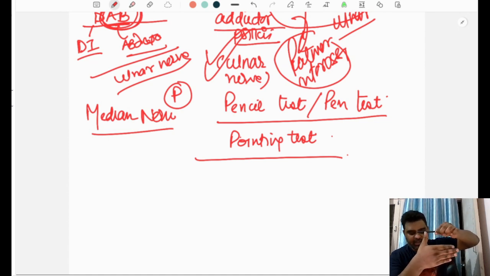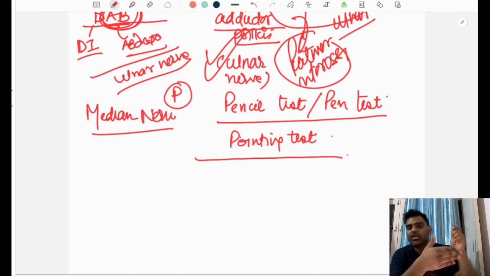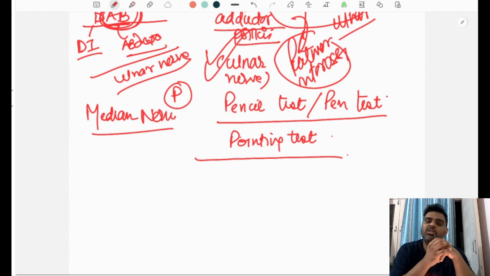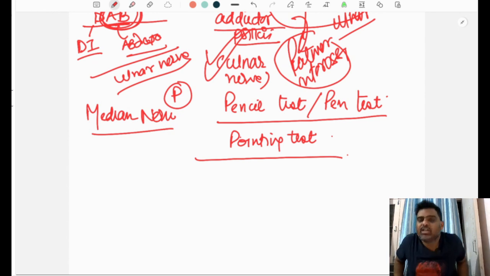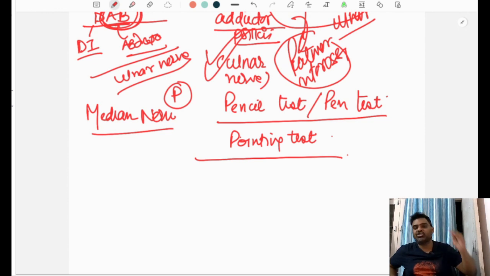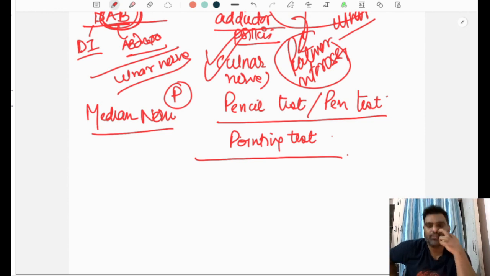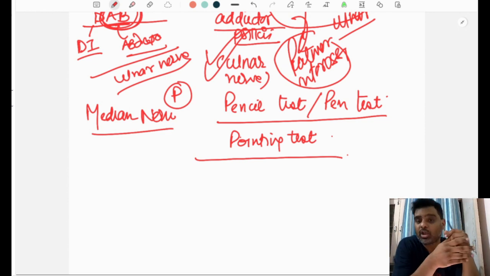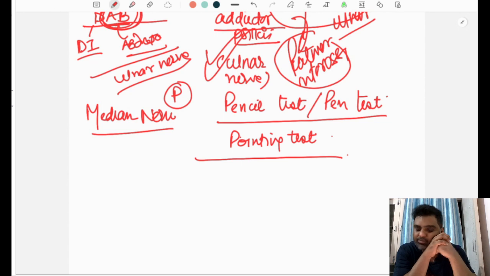Which abductor pollicis, longus or brevis? It is abductor pollicis brevis. Remember, abductor pollicis longus was involved in de Quervain tenosynovitis along with extensor pollicis brevis. And abductor pollicis longus is supplied by the radial nerve.